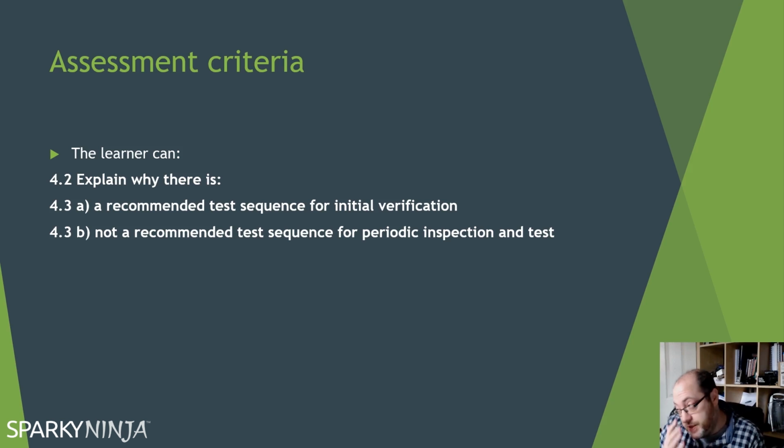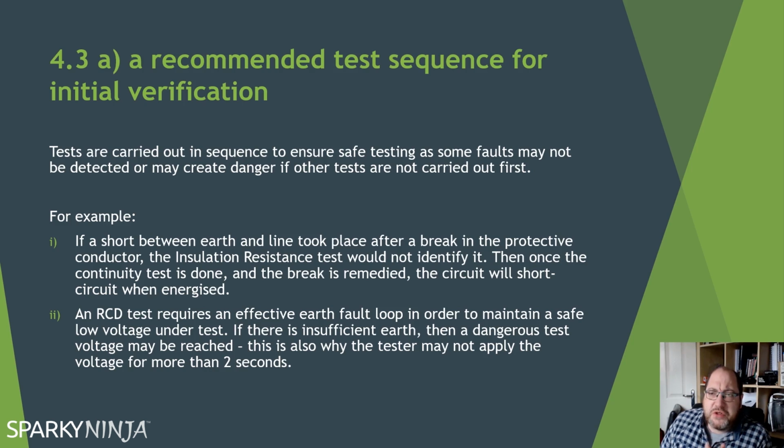Remember, the initial verification is the testing of a new system, so there is an essential criteria we must follow, and there is an essential sequence. These are two common examples. So example 1, we may have a short circuit between earth and line that occurs on a circuit after a break in the protective conductor. So if I have a cable and the protective conductor is broken, let's say that I've got a light circuit and the protective conductor going to the second light has been disconnected at the ceiling rose, and then beyond that there's a short circuit between earth and line in a luminaire.